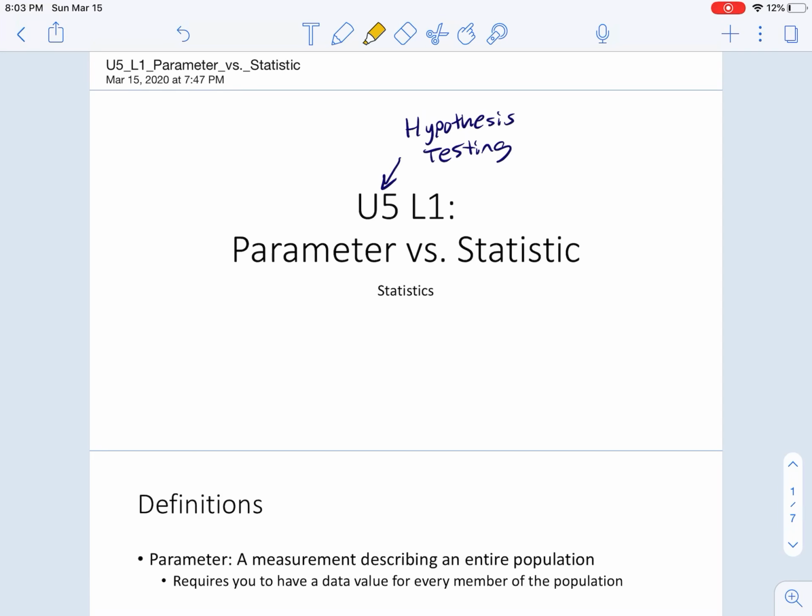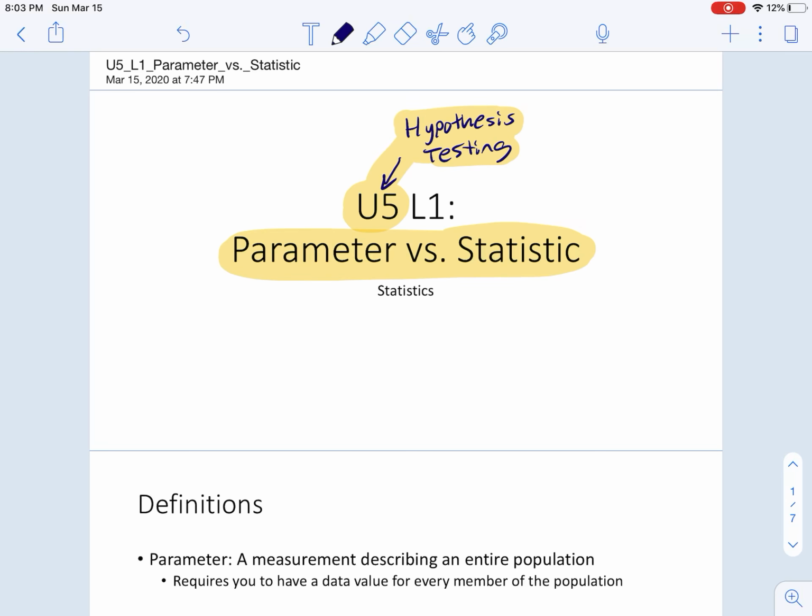All right, this is a video lesson for Unit 5, Lesson 1, which is parameter versus statistic. Now, the first thing that you'll notice is that I have written out that Unit 5 is about something called hypothesis testing. You haven't learned about hypothesis testing, but it's probably the most advanced application of statistics that you will learn in this class. So it's a really important unit for us.